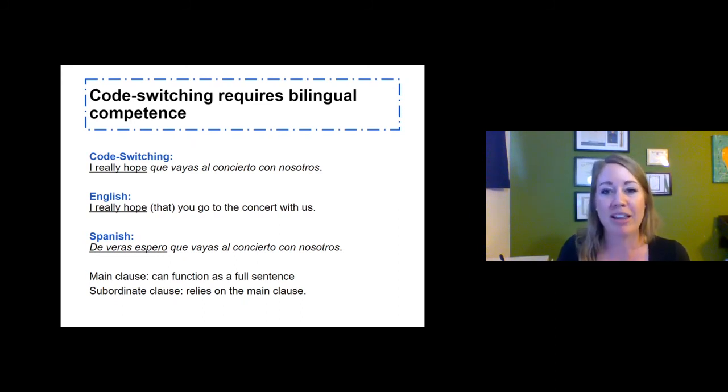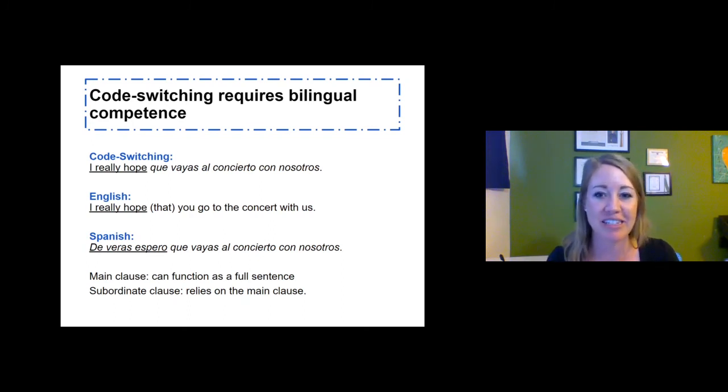But I also have a subordinate clause, and that's one that relies on a main clause. So the second part of that sentence is, that you go to the concert with us, or you go to the concert with us. I can never just say, you go to the concert with us, or that you go to the concert with us, without you being curious about more information, because you recognize I'm missing something. What's missing is the main clause. You have to have a main clause in every sentence. So in this case, we have, I really hope that you go to the concert with us. We've got our main clause, I really hope, and our subordinate clause, that you go to the concert with us. Okay, this is important to recognize, even if you can't follow the terminology.